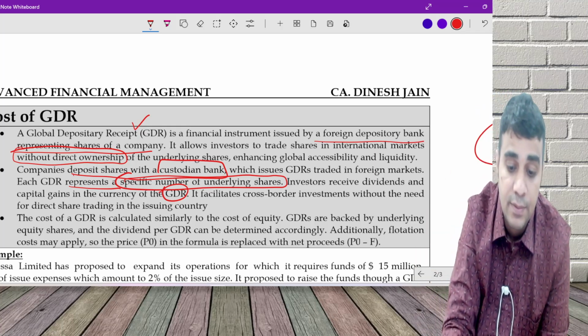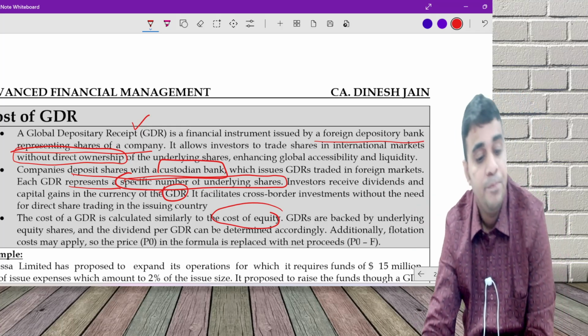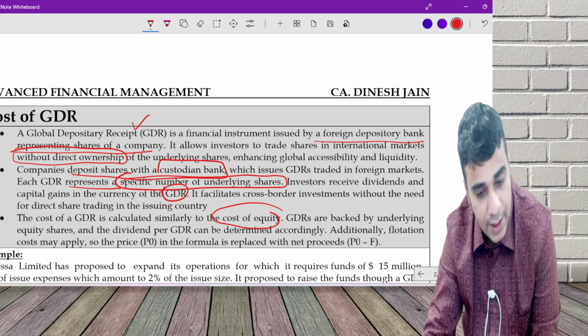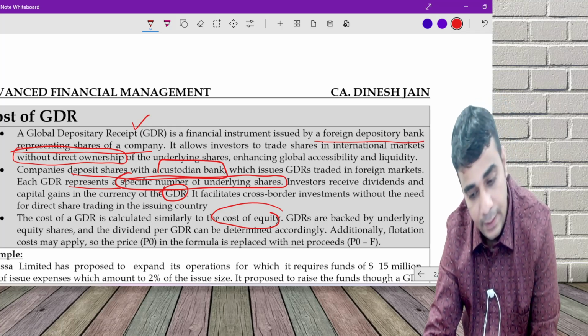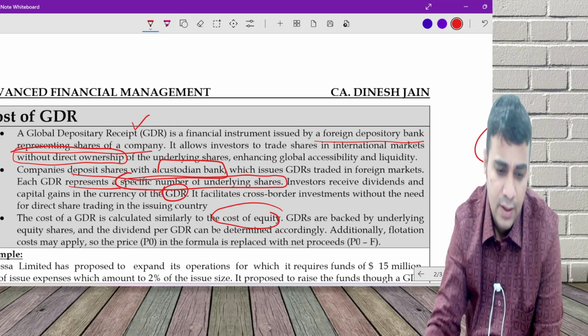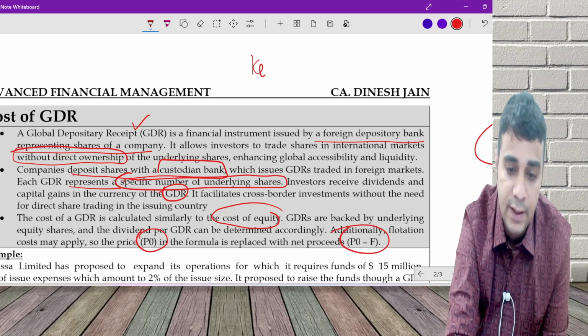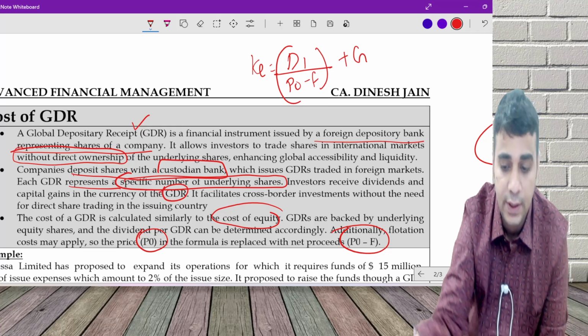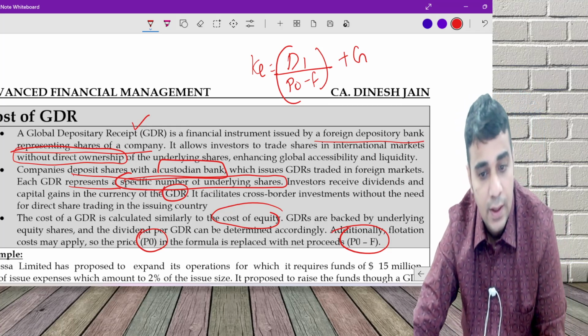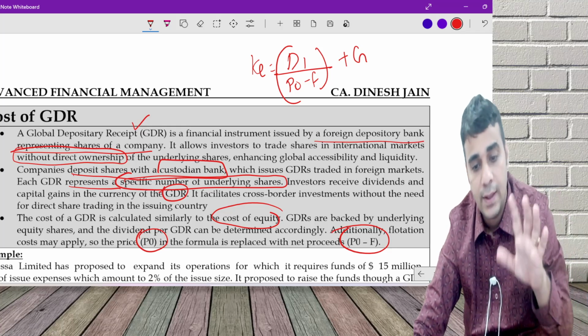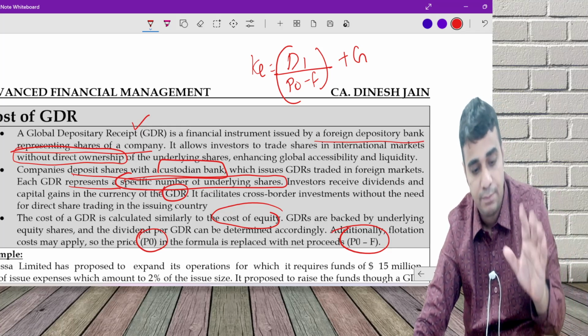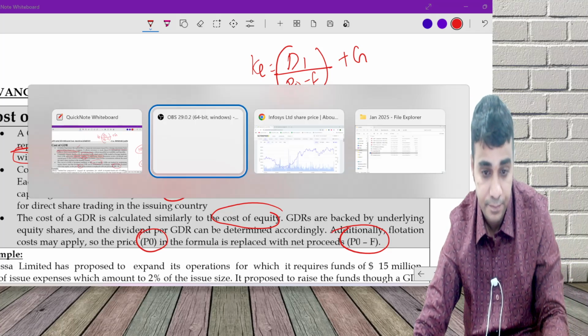Cost of GDR is similar to cost of equity. GDRs are backed by underlying shares. Dividend per GDR can be determined. Flotation cost will be there. So P naught in the formula is replaced with P naught minus F. So K is technically equal to D1 by (P naught minus F) plus growth rate. This is on the instrument. Now I'm going to do a problem to understand the concept, but the instrument is very simple. Now just a practical angle.